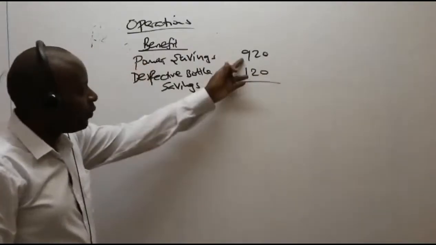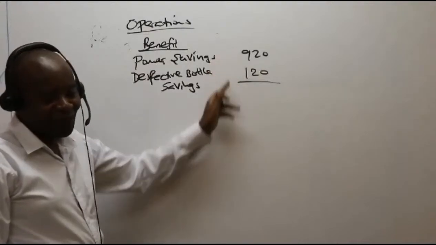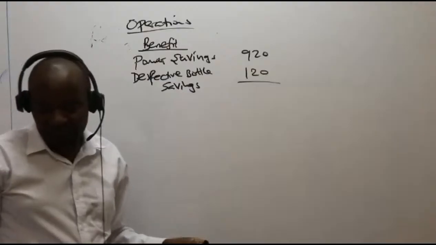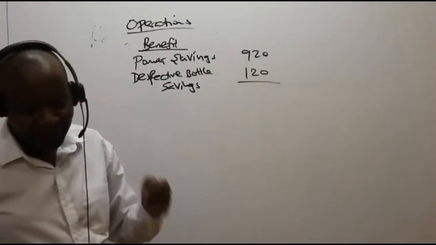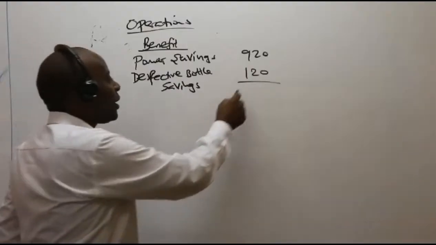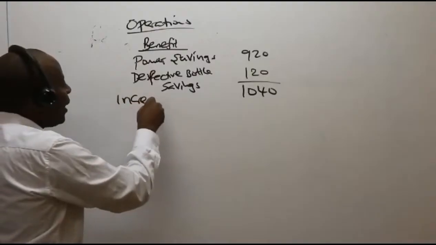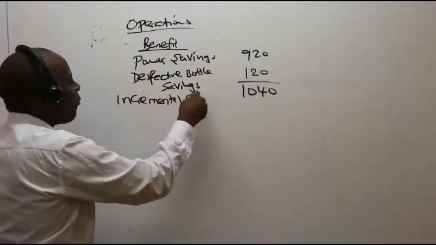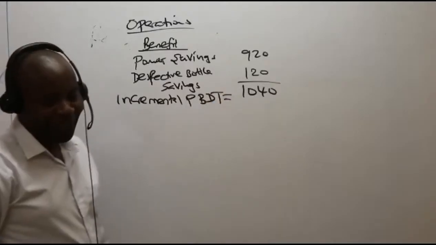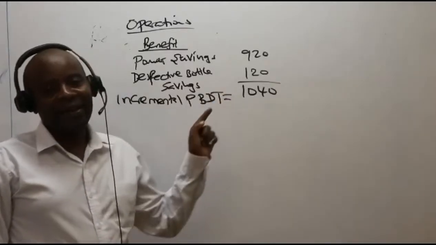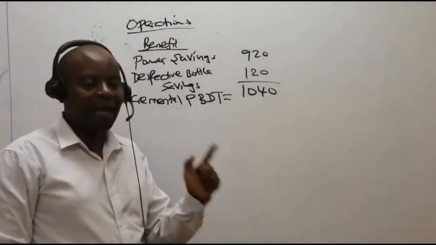So could you kindly give me this total? What are we able to get there? 1040. So this 1040 basically is what I will call my incremental profit before depreciation and tax.